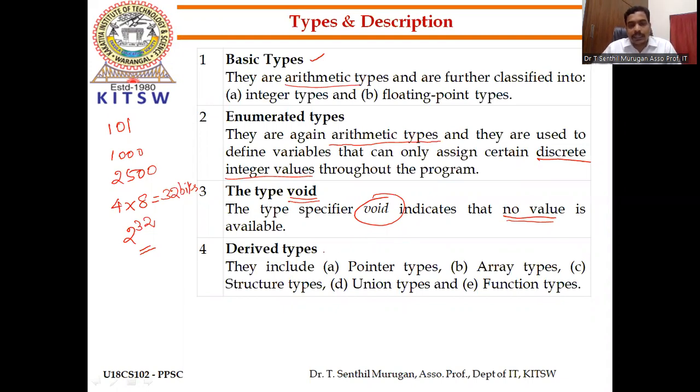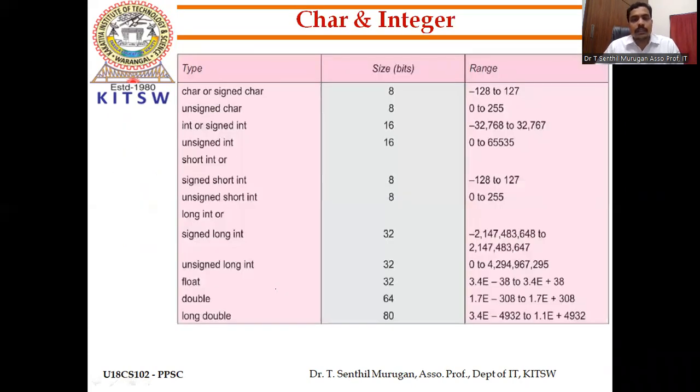The last one is derived types. The user can derive data types: pointer types, array types, structure types, union types, and function types. All of these are defined by the user, so user-defined data types are derived types. We will discuss these later.